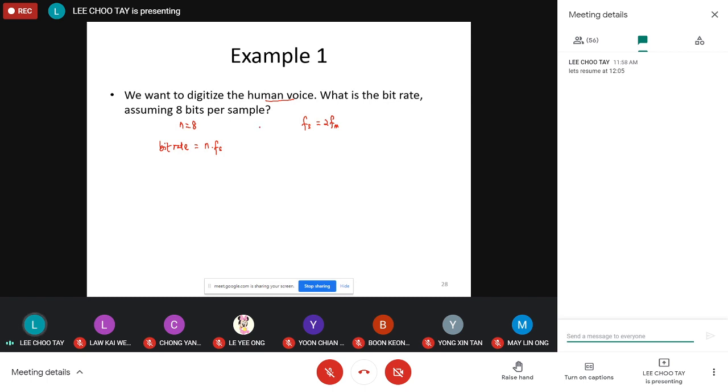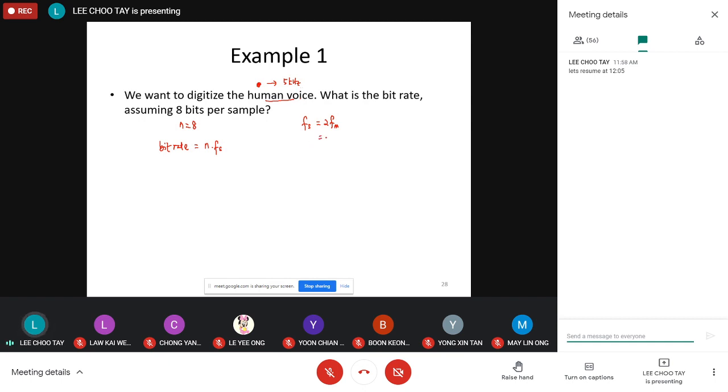The human voice frequency can be anything between 0 or 5 hertz to as high as 5 kilohertz, or even 4 kilohertz, depending on the maximum frequency you use. So to solve this problem, you need to know the range of human voice frequency. Let's say we take 5 kilohertz, for example, as the highest human voice frequency in the signal that we want to transmit.